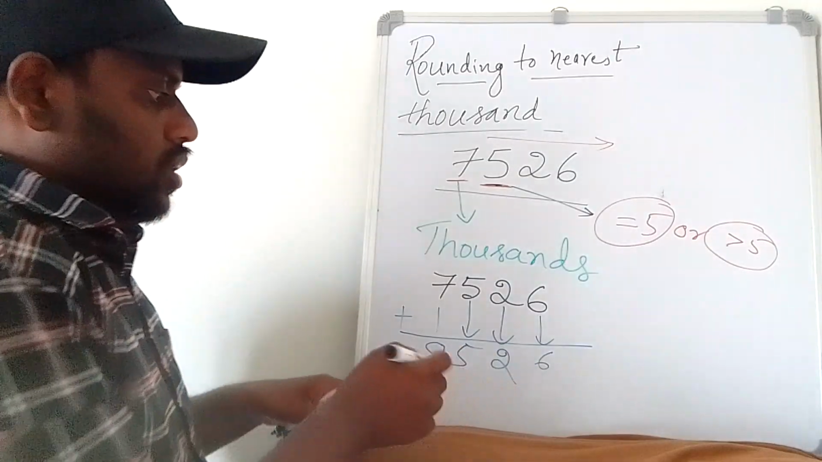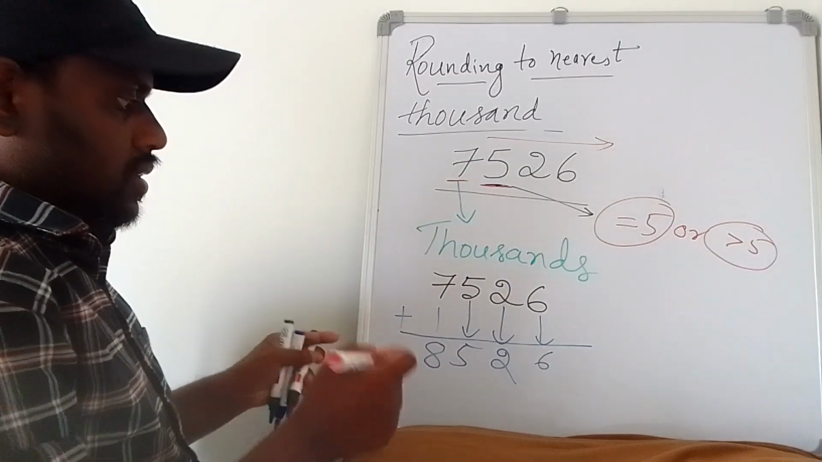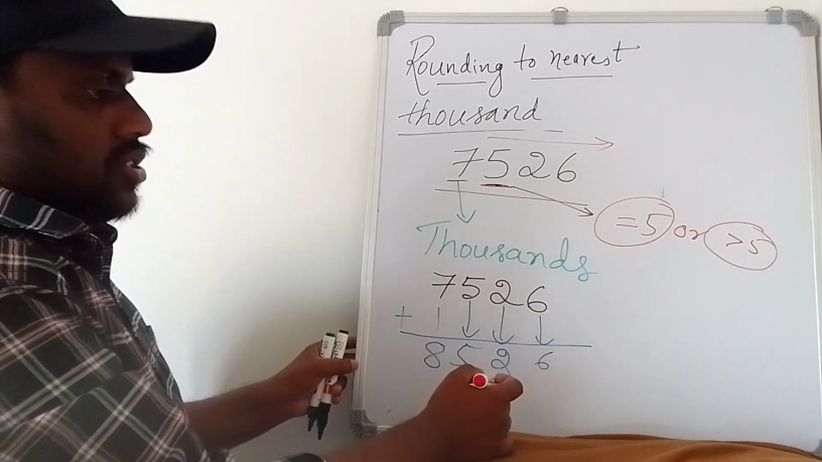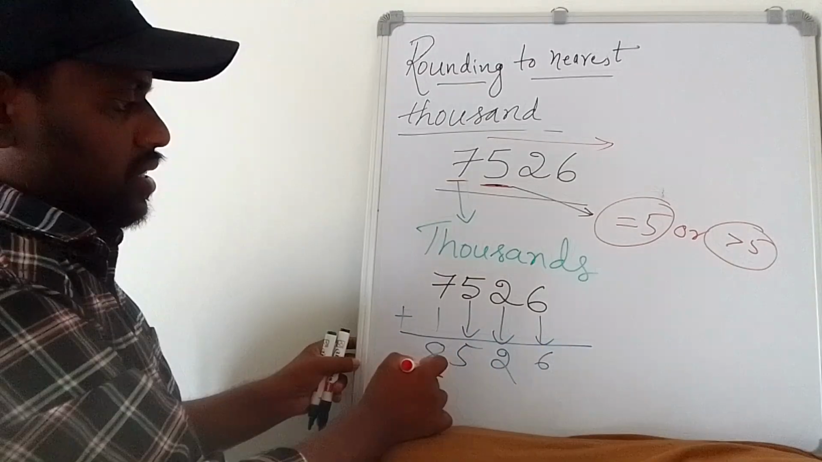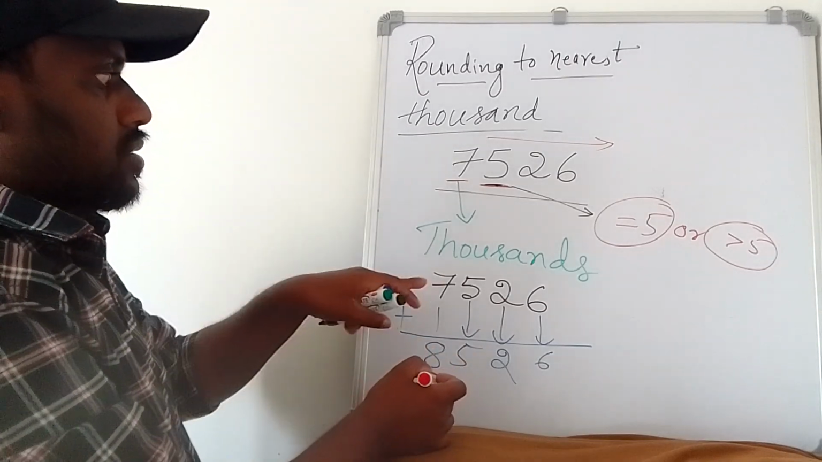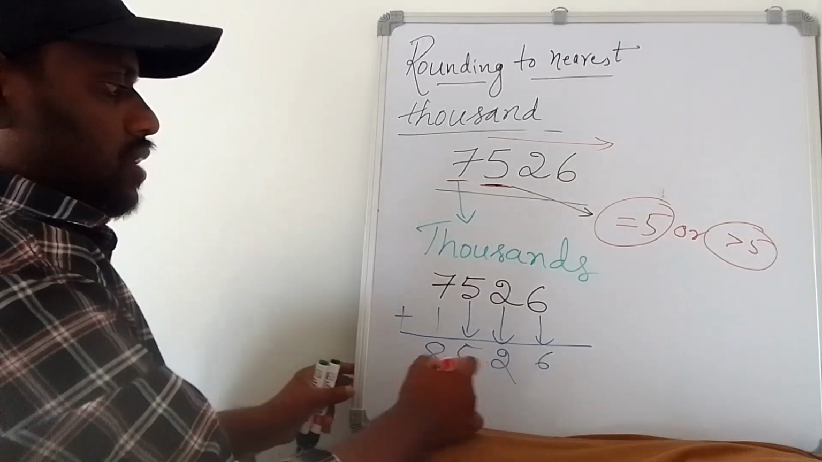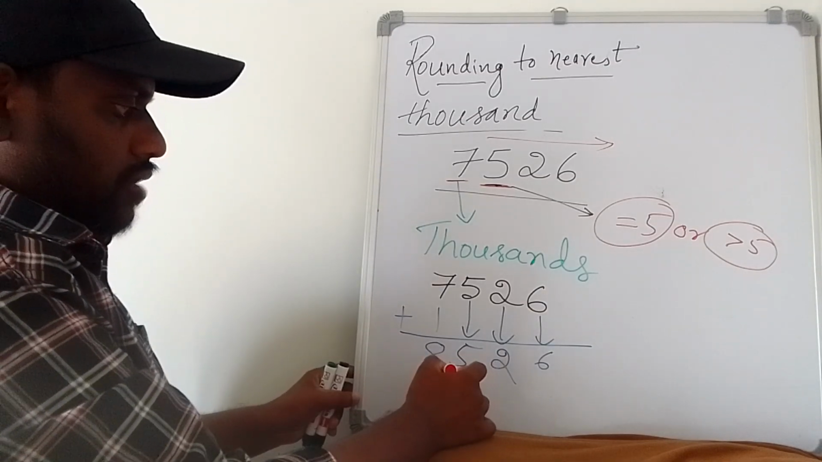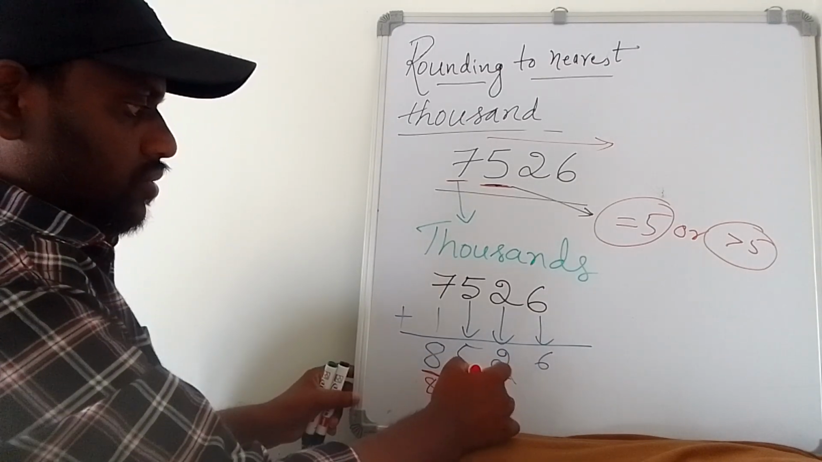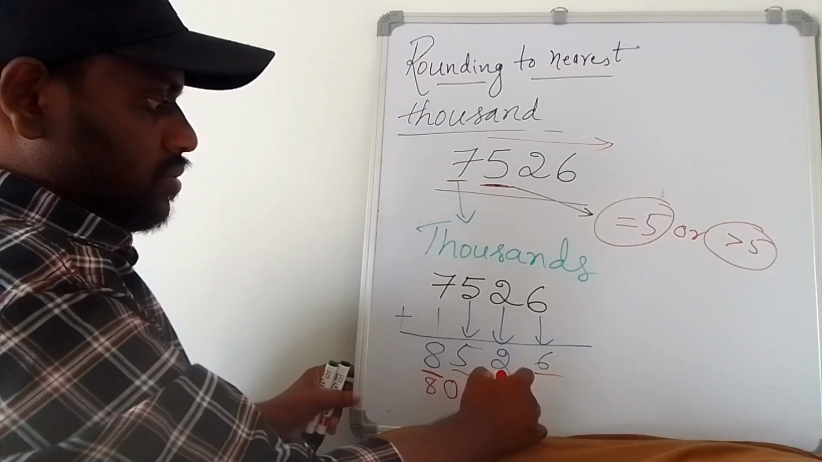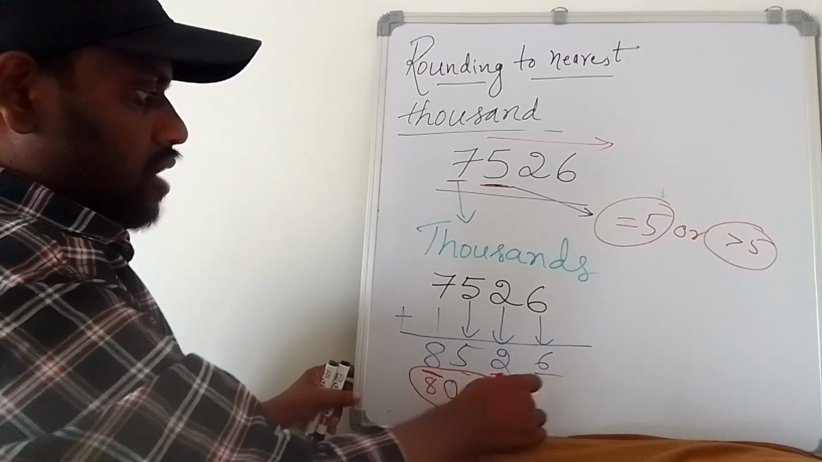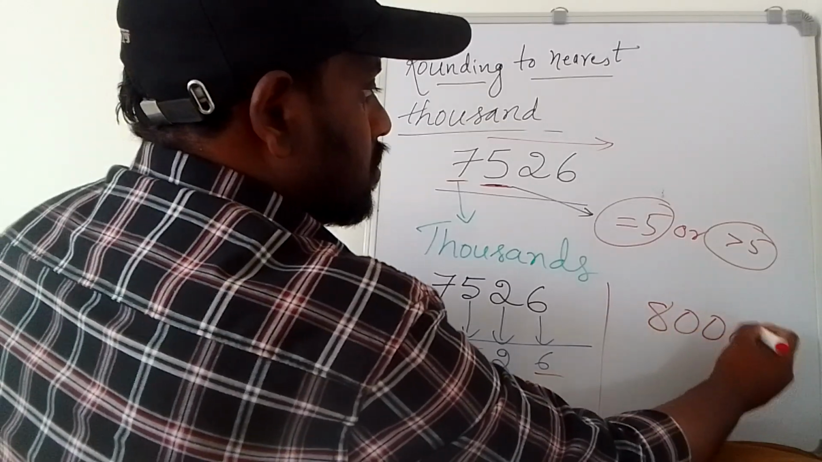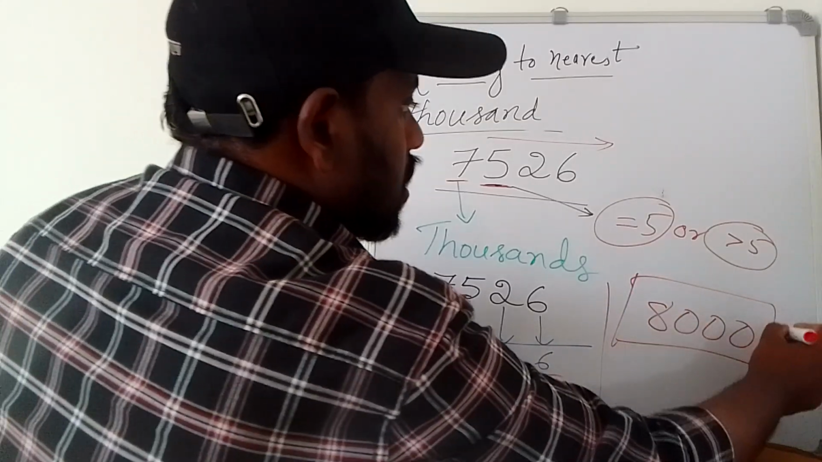You got this right. Now next step is, make all the digits zeros except this digit which is in the thousands place. So then this 8 will be as it is, this 5 will become 0, this 2 will become 0, this 6 will become 0. So this is the answer, 8000. 8000 is the answer.